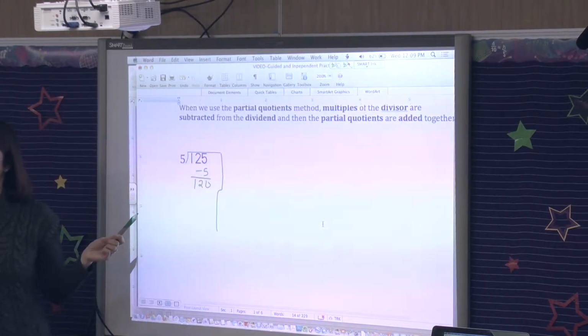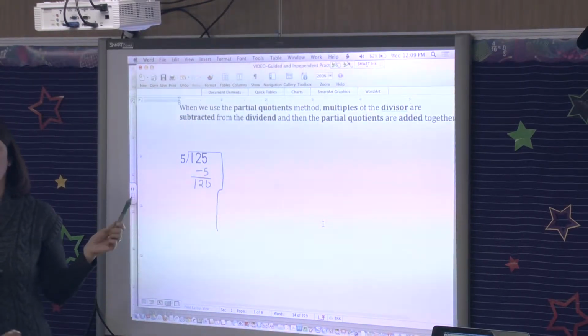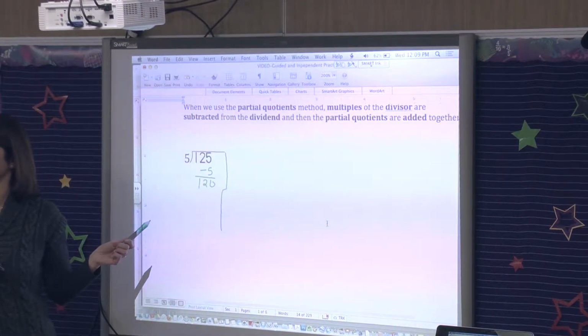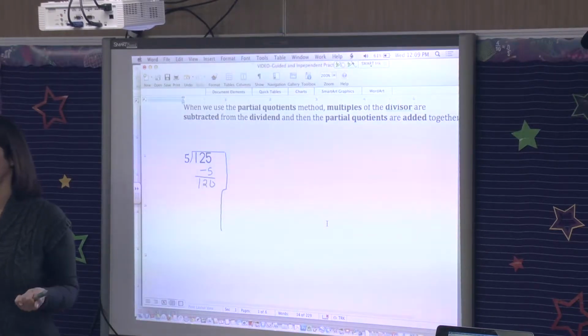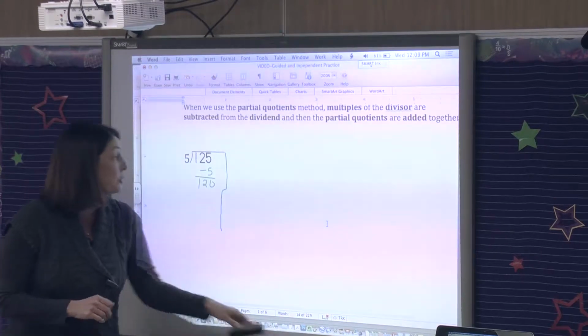Do we want to do it this way? No. Why don't we want to do it this way? Remember I talked about the grocery bags? Why don't we want to do it this way? Kobe? Because it would take a long time to go all the way down to 0. It would take a long time. It's not very efficient, right? So we really need to know how many 5s are there in 125.